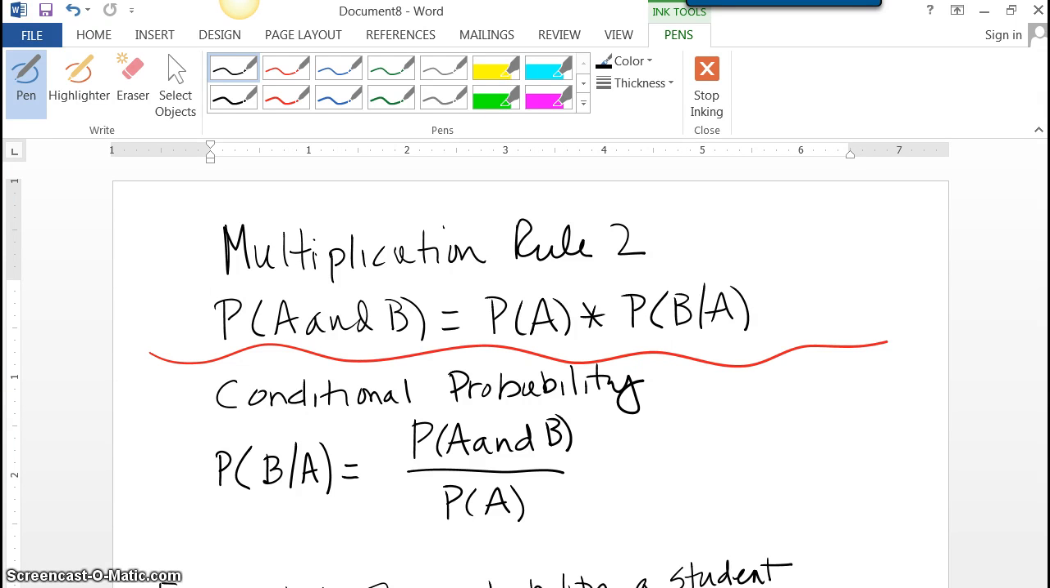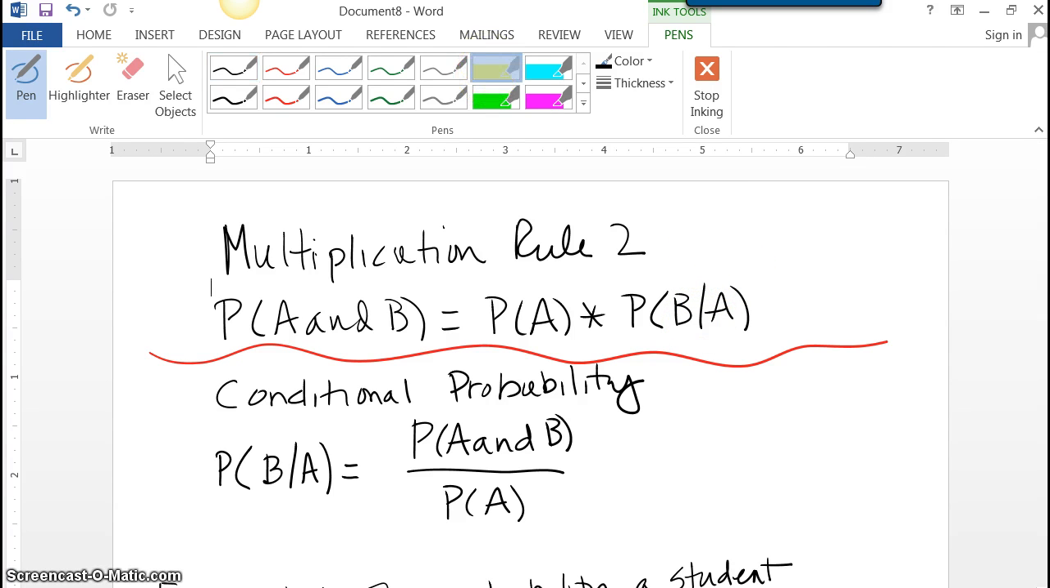This video is going to be an example of using the conditional probability rule. We've looked at multiplication rule number 2. It looks like this: the probability of an event A and event B occurring, and we multiply these two probabilities together when the events are dependent on each other.